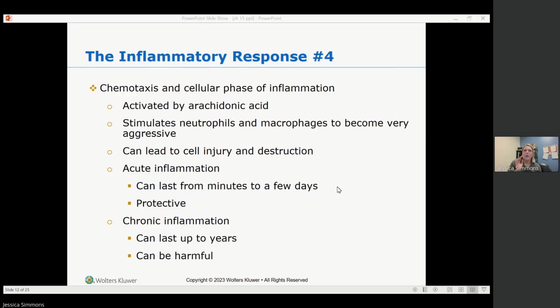Okay, so is the inflammatory response a good thing? Yes and no. Yes, in the fact that we have it for a reason. It is a protective measure. But can it last so long or get so severe that it actually causes harm to the tissue? The answer is also yes. So you have acute inflammation that can last for minutes to a few days, which is protective. And then you have chronic inflammation that can last years and can be very harmful to the site of injury.